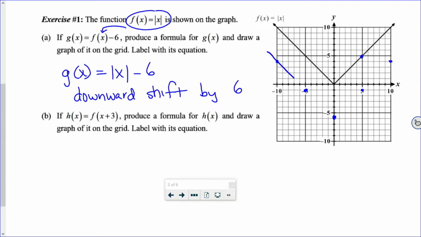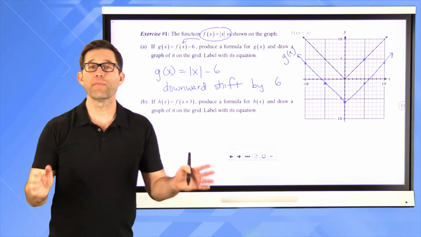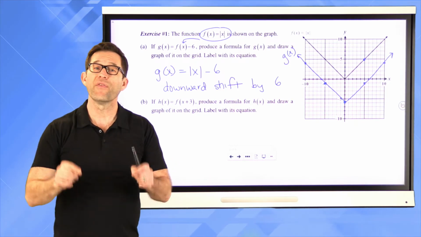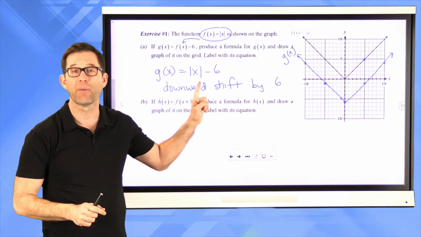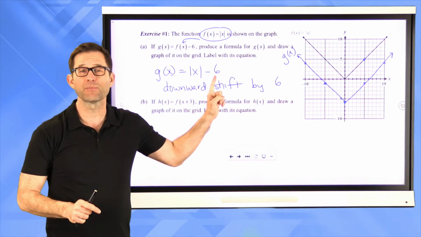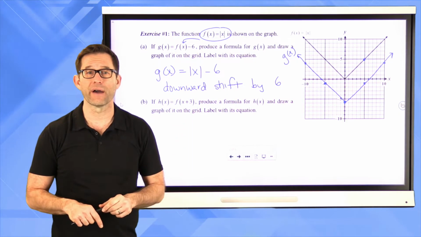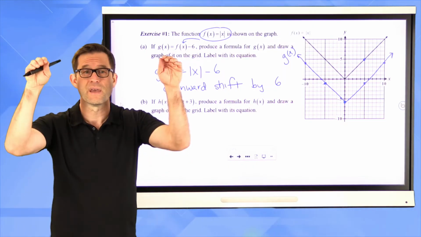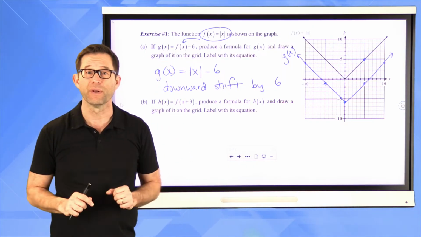And then I draw in my graph, right? So this becomes g of x, a downward shift by 6 units. And again, it should make all the sense in the world given that the original y values were given by this expression, and then I just subtracted 6 units from each y value, not doing anything to the x's, and moved them down by 6 units.